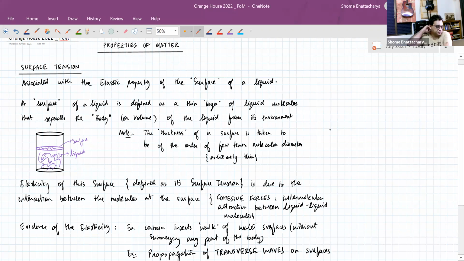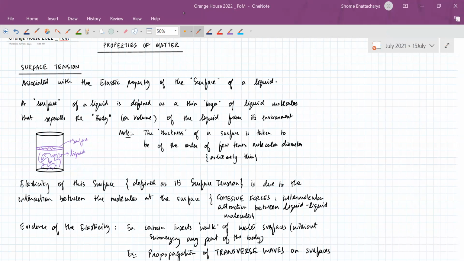So just give you a minute to go through this section. Yeah, Ritika, a few times the molecular diameter.